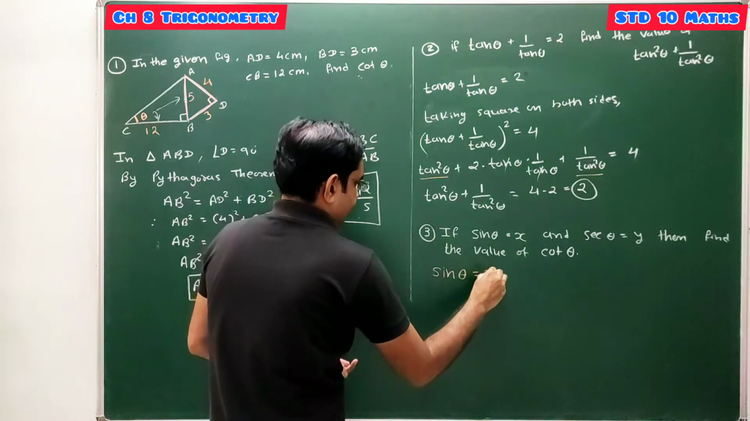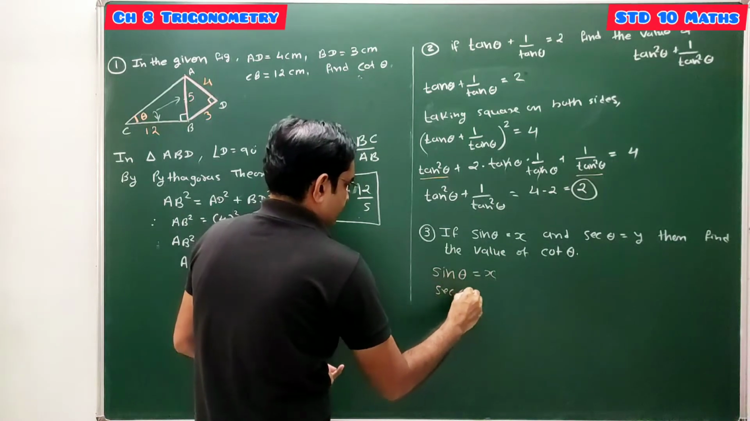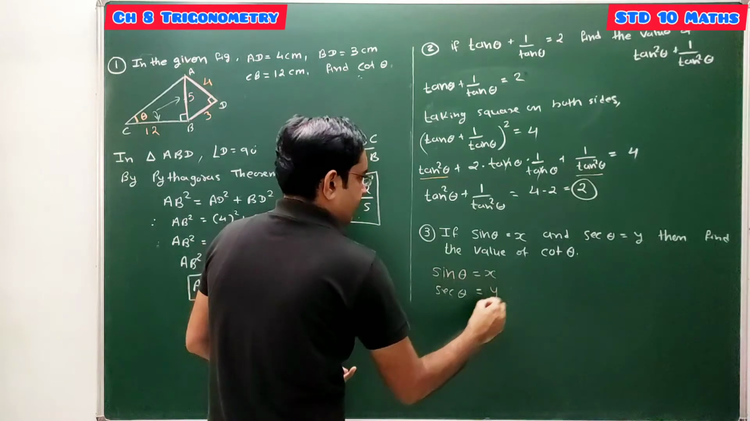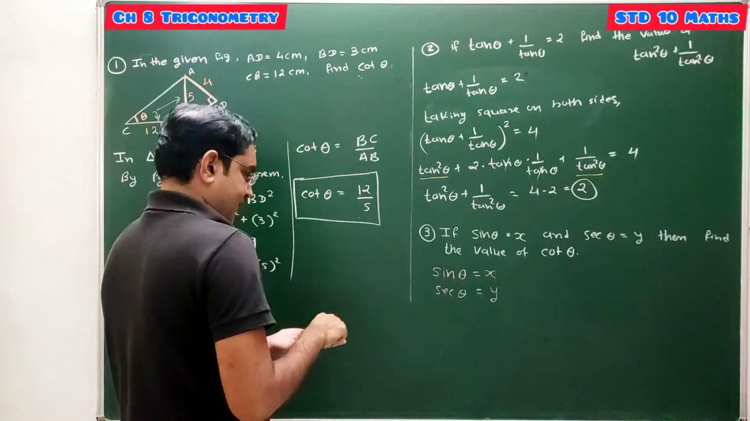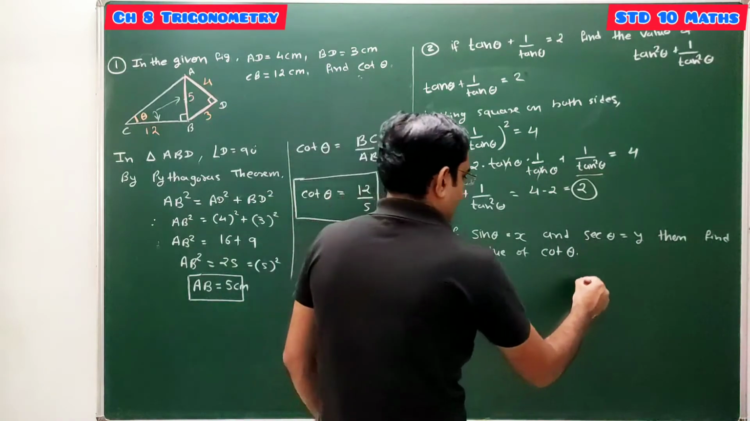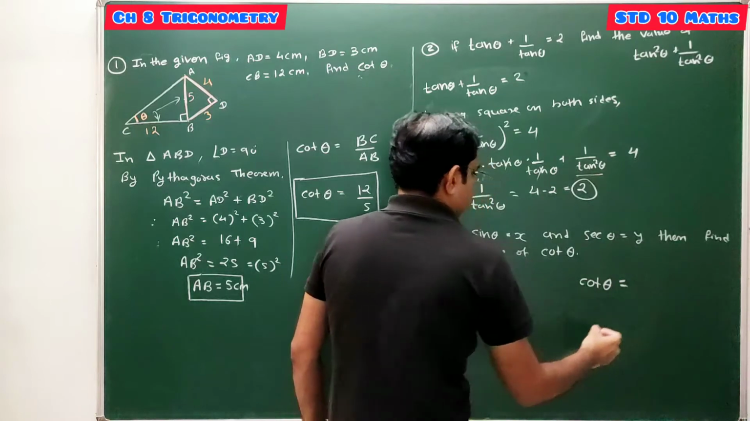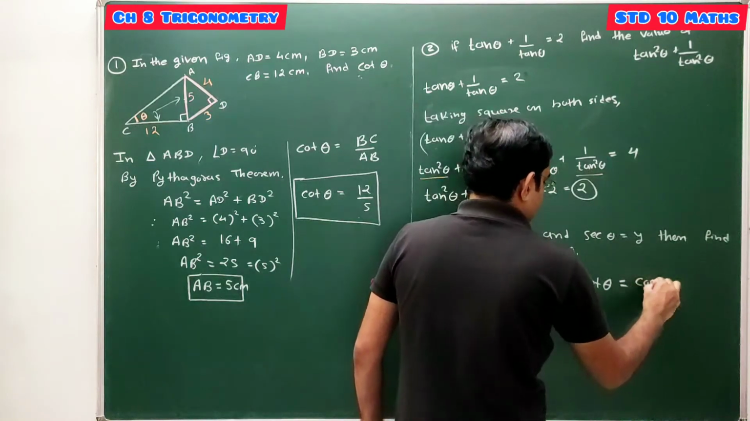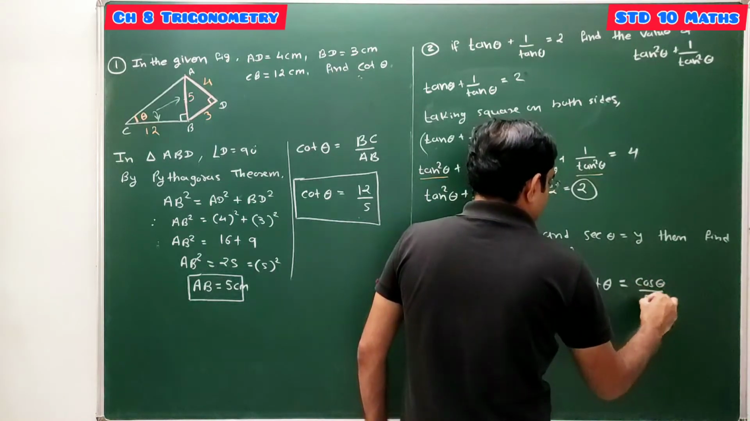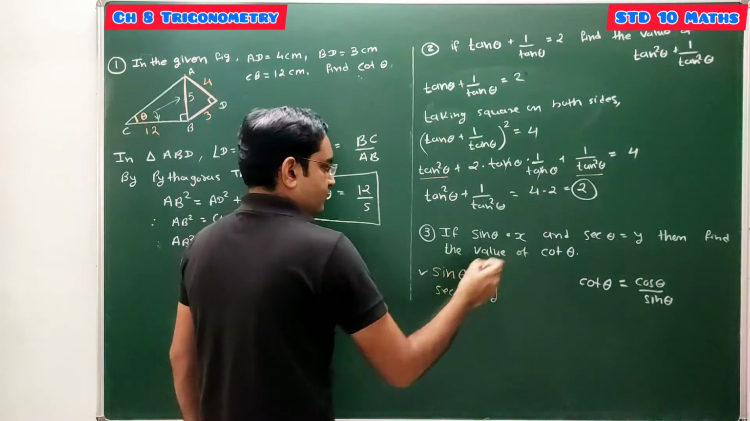Sin theta is x. Sec theta is y. Then you have to find the value of cot theta, है ना. तो देखो cot theta find करना है. So what is our cot theta? Cot theta is nothing but the ratio of cos theta and sin theta. Sin theta is given but cos theta is not there.